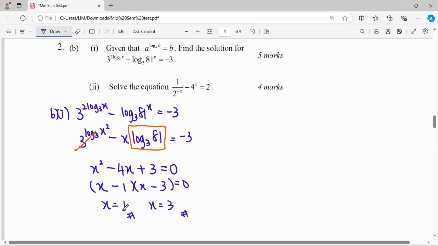So we just need to check x in the log. As long as the x here is positive, so this log is valid. And log 3 also valid. Then in the power indices, it won't have any problem. So as long as this log is valid, so both answers will be accepted.